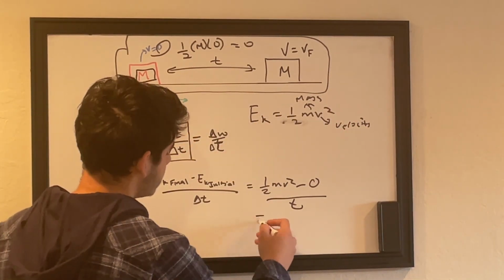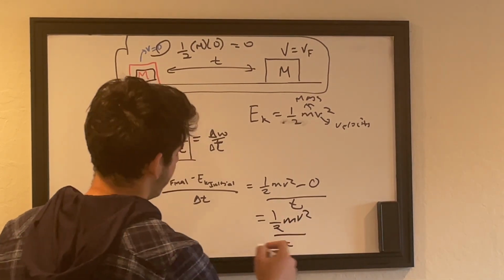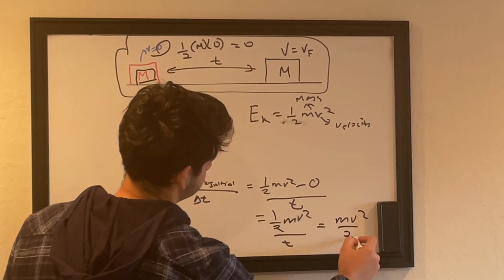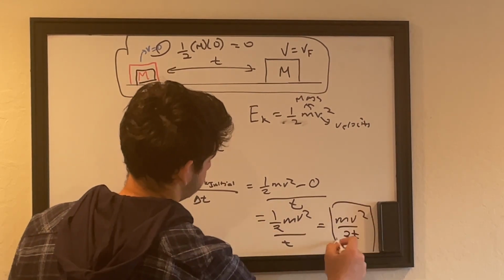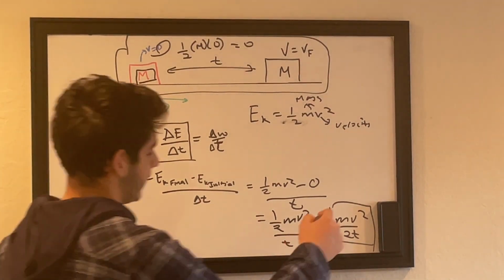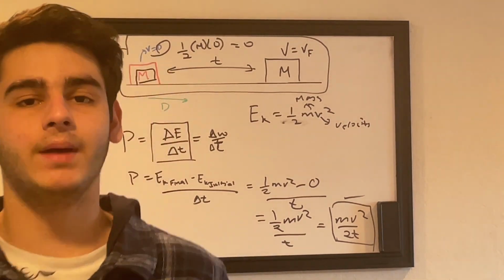So what is the formula basically? Half mv squared over t, which basically equals mv squared over 2t. That's the answer to the question. There's one option saying mv squared over 2t, and that's the answer. This is the answer to this question. Alright, so this is the first problem. Let's get to the second problem.